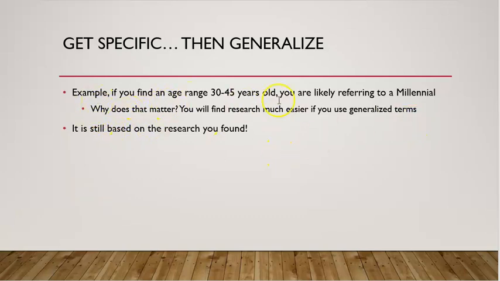So if you can define that age range as one of the generational groups, like millennial, when you do searches for research from here forward, it's going to be so much easier. When you say, I want to know where millennial moms shop, you'll probably find some information about that doing a Google search. If you say, I want to know where 35-year-old suburban women shop, maybe not so easy. You may not get much information doing it that way.